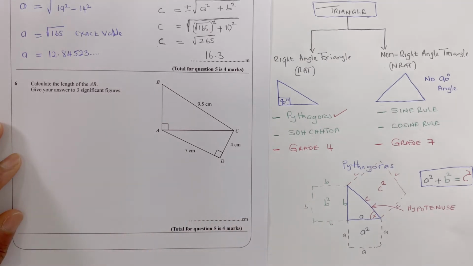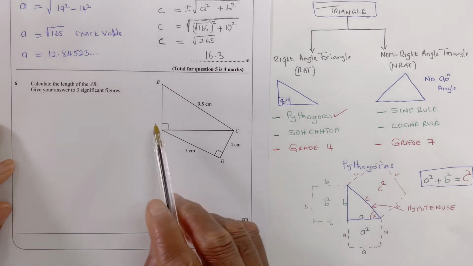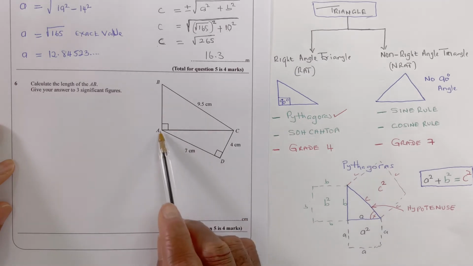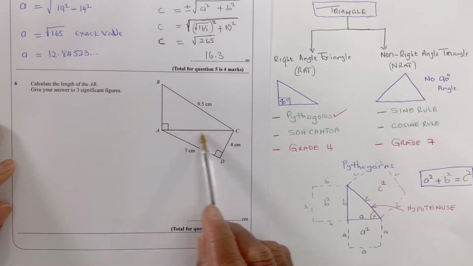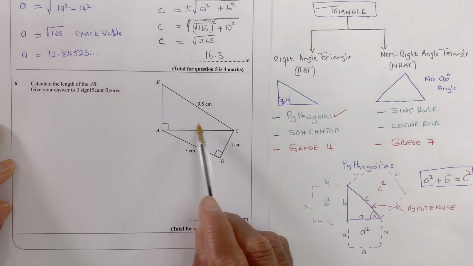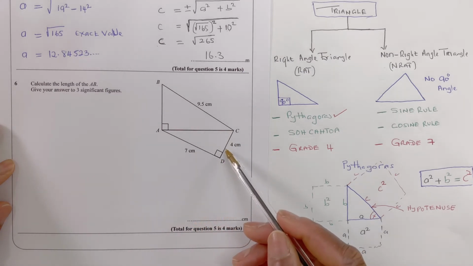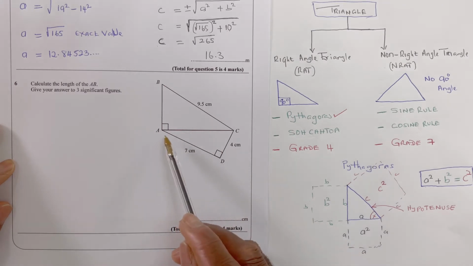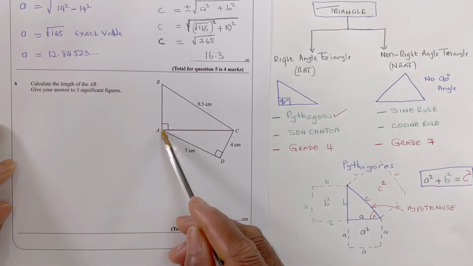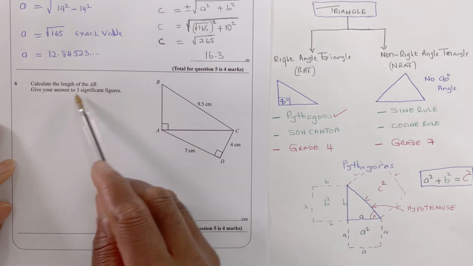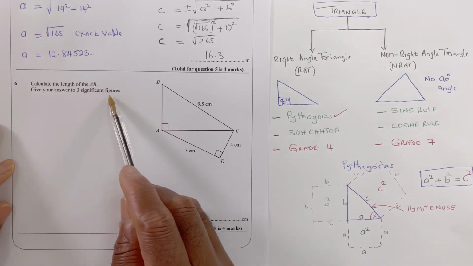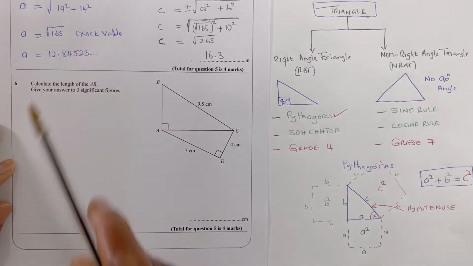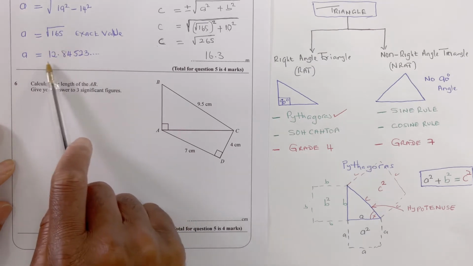Okay, so we got two triangles here. They have the common base between the two triangles. I'm going to have to find AB because they asked me to find AB. Again, give your answers to three significant figures. So we're not going to use exact values, so we're going to have to use decimal.